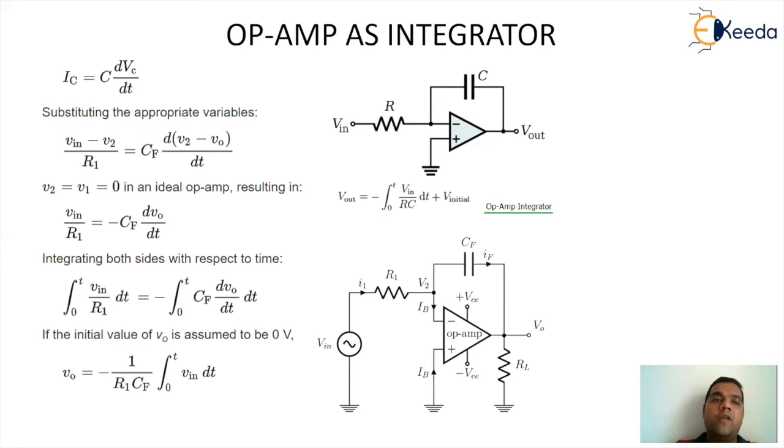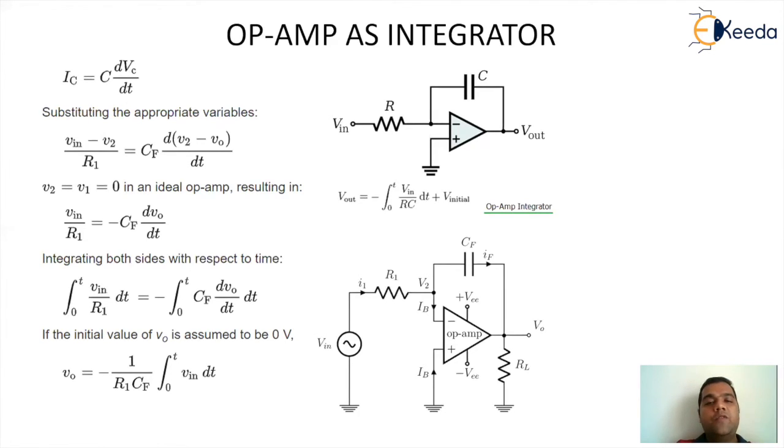We have a current equation for a capacitor which can be defined as I is equal to C dV by dt. So when I go for the current equation, I can define it as V in minus V2 by R1, or R, will be equal to CF d by dt of V2 minus VO, where the V1 pin of the op amp is connected to ground, and the V2 pin, which is the inverting pin of the op amp, will also go to ground. It is because of the concept of virtual ground.